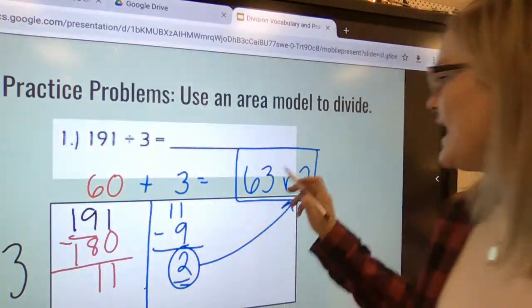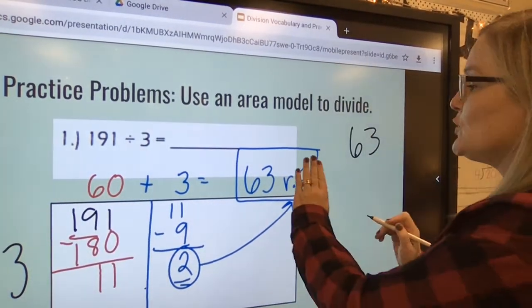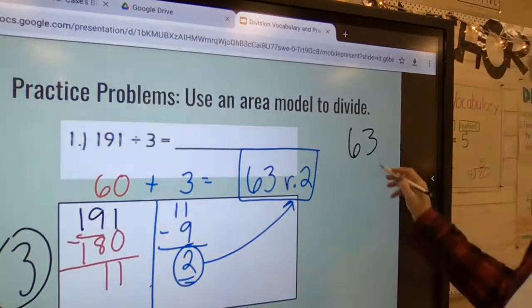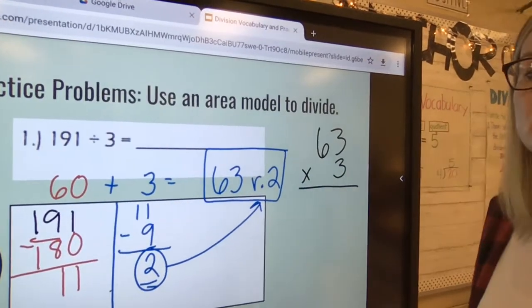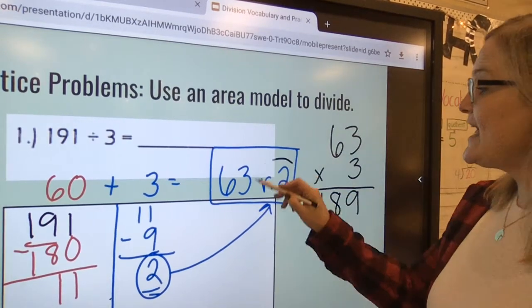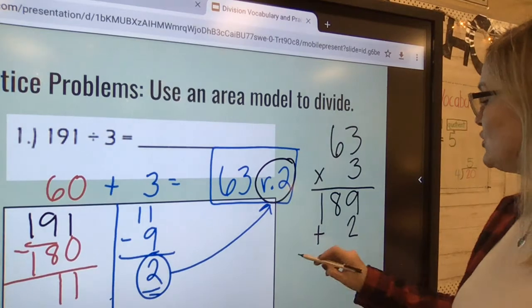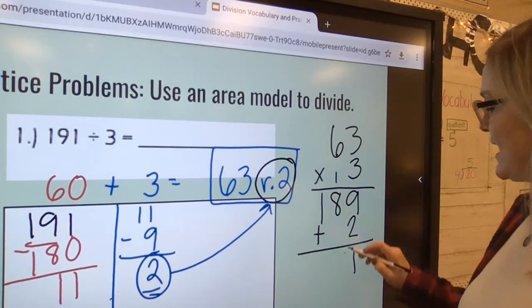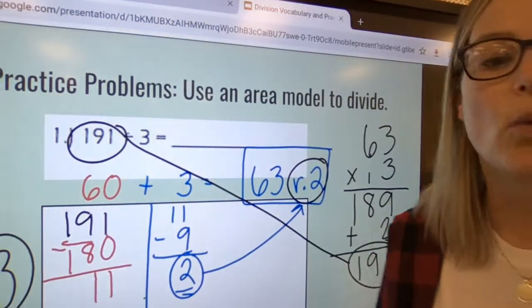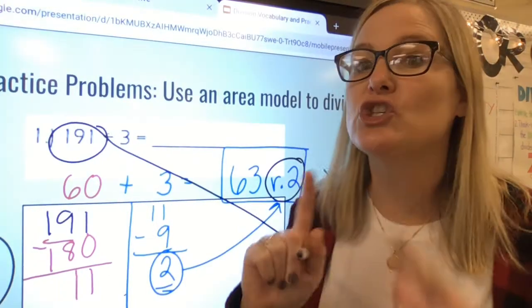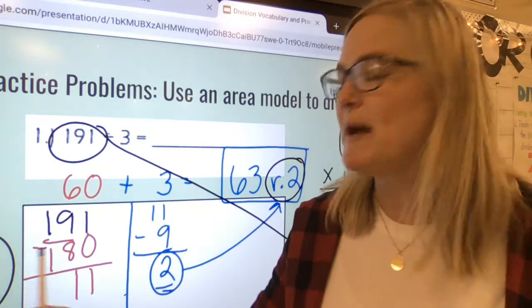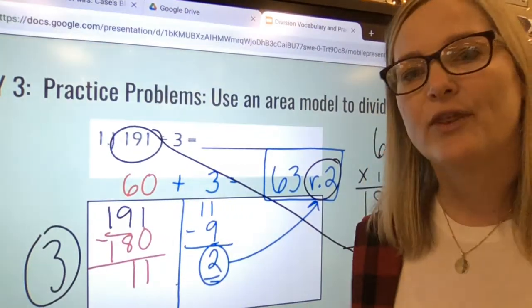So how do we check our answer? We multiply the answer, 63. We're going to ignore the remainder for a minute. We multiply that by the divisor, 3. 63 times 3. 3 times 3 is 9. 6 times 3 is 18. Then I have to add the remaining 2 on there, 9, 10, 11. And look at what I get, 191, which is what we started with. That's how I make sure that I'm not going to get that division problem wrong. I multiply my answer times my divisor and add the remainder.